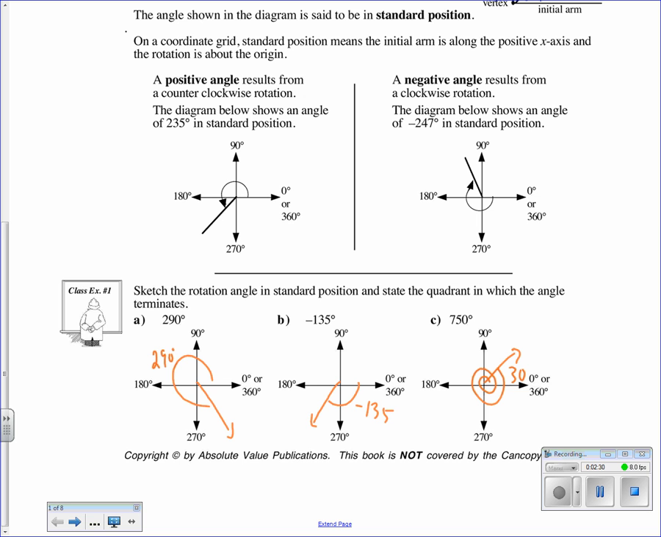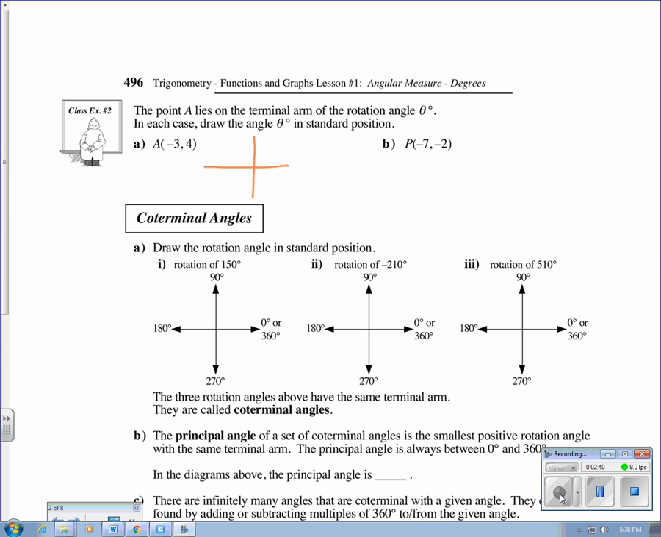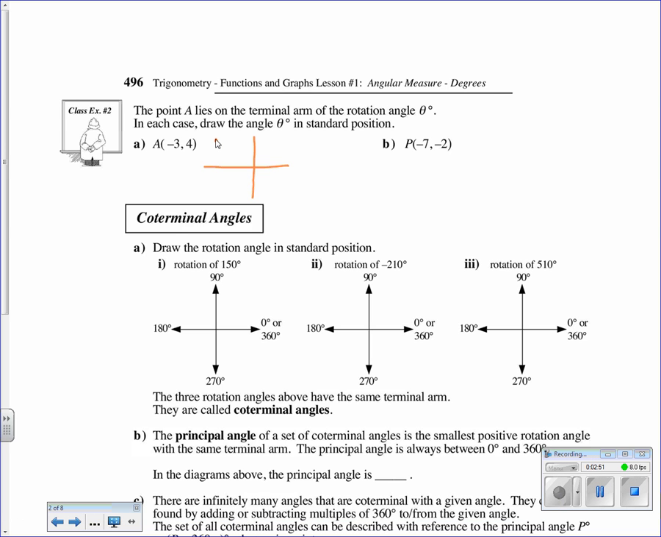So here I ended in quadrant number 4. Here I ended in quadrant number 3. And here I ended in quadrant number 1. You probably remember building the triangles. -3, 4 means -3 on the x-axis and 4 on the y-axis. So I've got an angle that in standard position would be there.